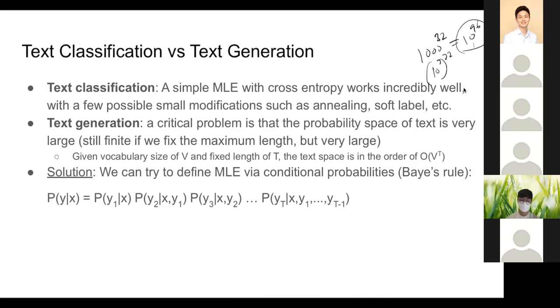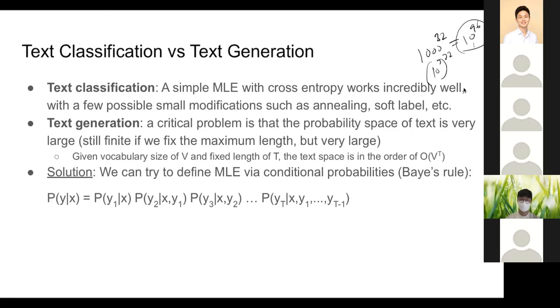I think I've said this a few times just to give you an idea. It's bigger than the number of atoms in the universe. So it's too large. You cannot even really enumerate all of them. So creating an exact maximum likelihood estimation (MLE) in text generation is practically impossible.